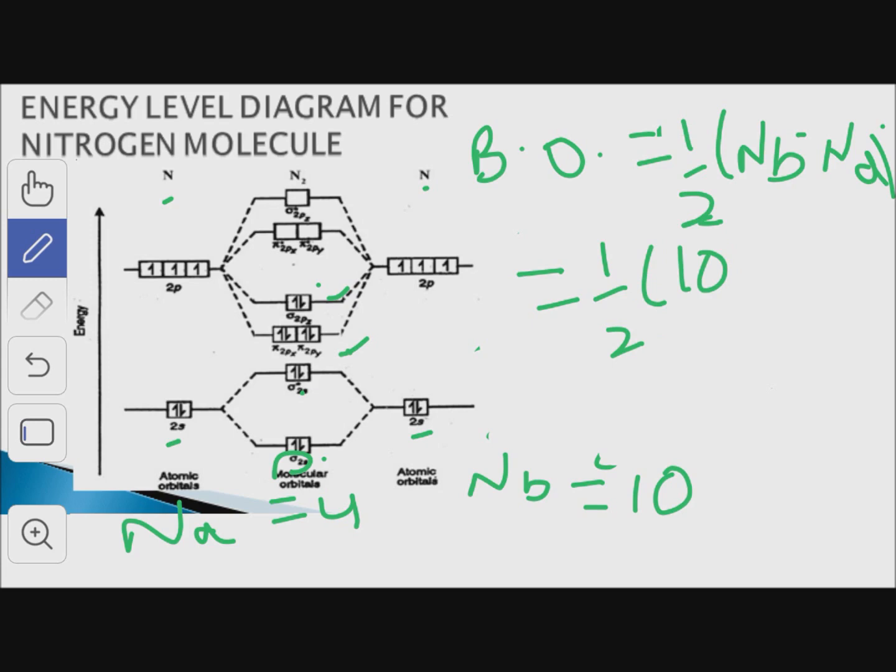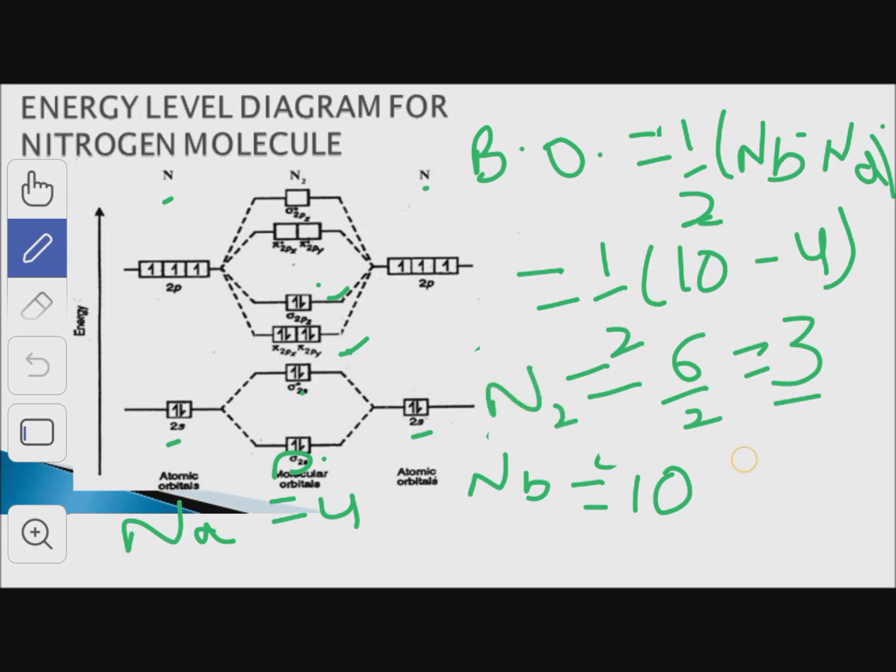and the number of antibonding electrons is 4, and by solving it we get 6 by 2, which is equal to 3. It means the bond order of the nitrogen molecule is 3, and nitrogen forms a triple bond like this according to the bond order, which is equal to 3. Bond order tells the number of bonds formed between the two atoms.